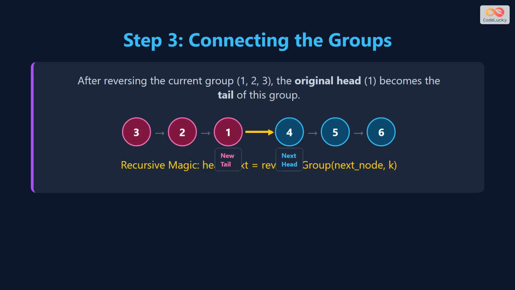After reversing a group, the node that was originally the head becomes the tail. This new tail needs to point to whatever comes next. In a recursive approach, it points to the result of the function call for the next segment of the list.